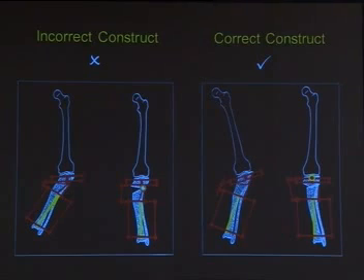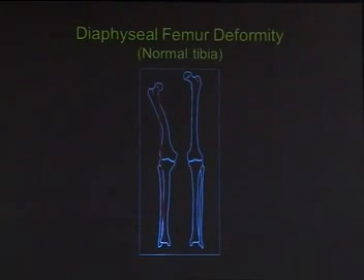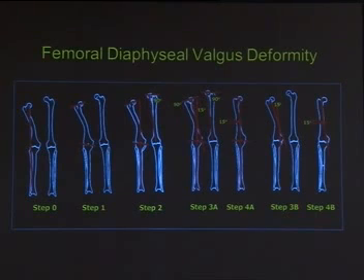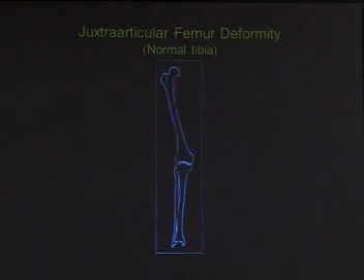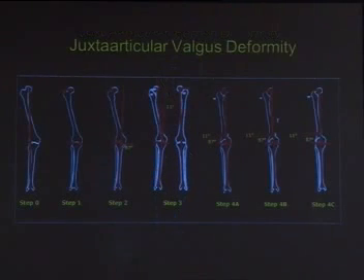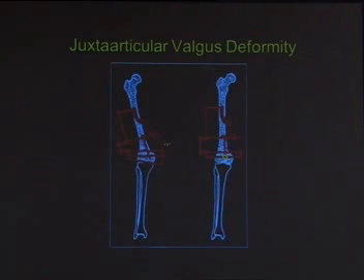So this is another way of doing it. This is a femoral diaphyseal valgus deformity correction. This is a juxta-articular deformity of the femur model. These are the different lines you have to draw, and you can put the hinges properly. This is the hinge at this level. The yellow shows the hinge and osteotomy at the supracondylar level.